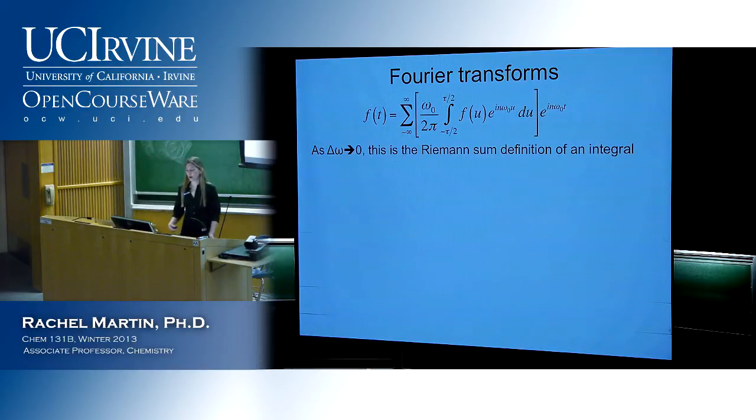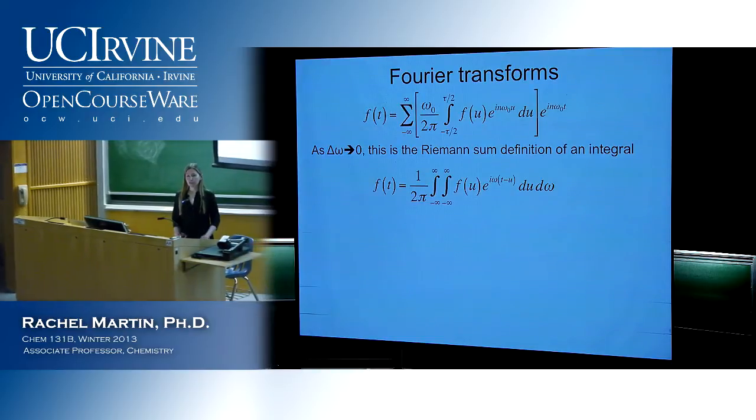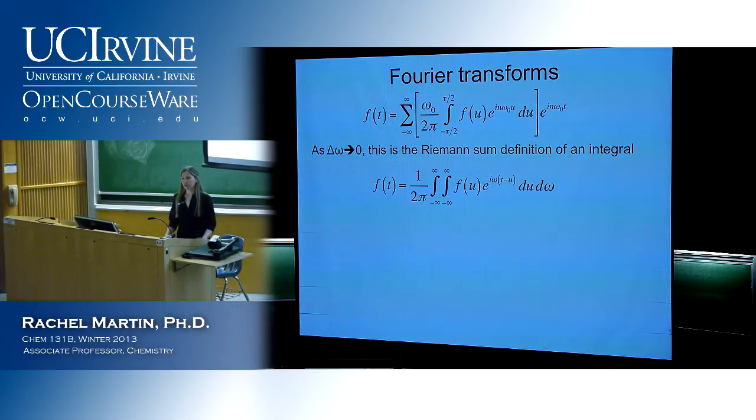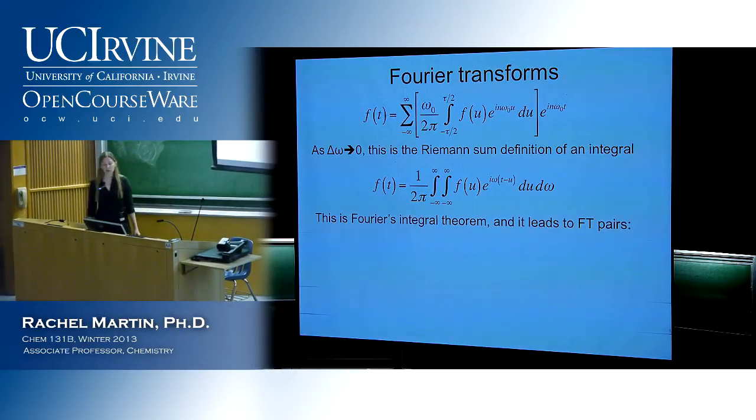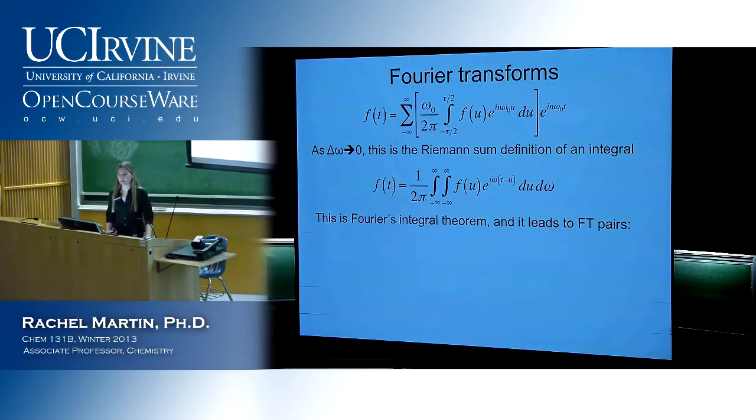OK, so let's take the limit of that as our little frequency increment delta omega goes to 0. This looks like the Riemann sum definition of an integral. So we can just write this Fourier series as an integral. And this is an important result. So this is Fourier's integral theorem. And it tells us something about Fourier transform pairs that we can use.